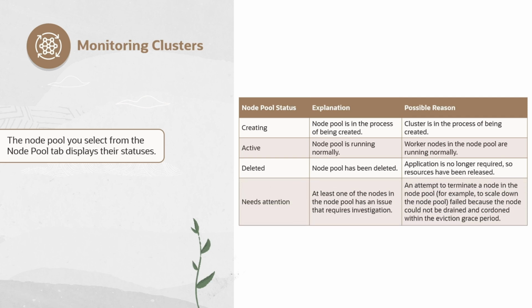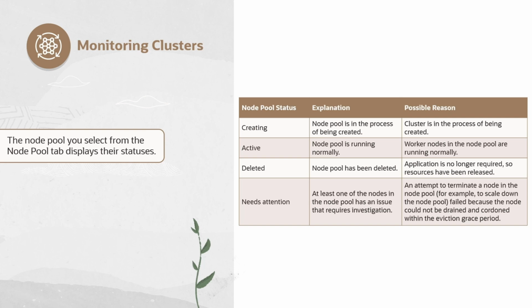And when the node pool status says needs attention, this status signals that at least one node in the node pool requires investigation. For example, attempting to terminate a node in the pool may fail if the node cannot be drained and cordoned within the eviction grace period. It is essential to understand these intricacies for effective cluster management.